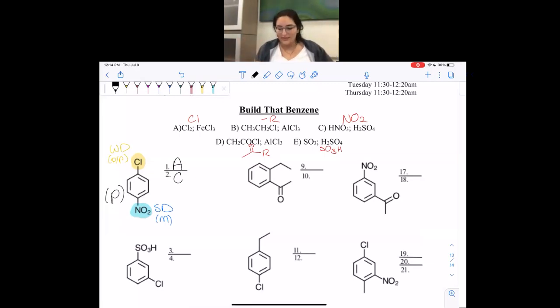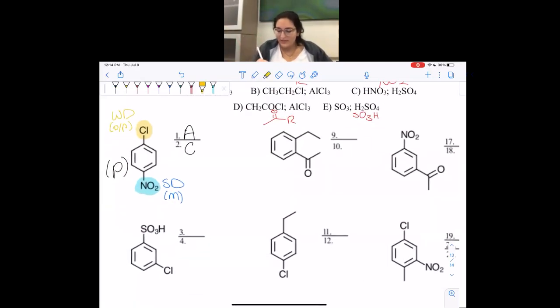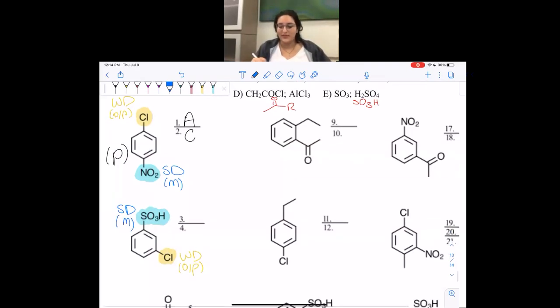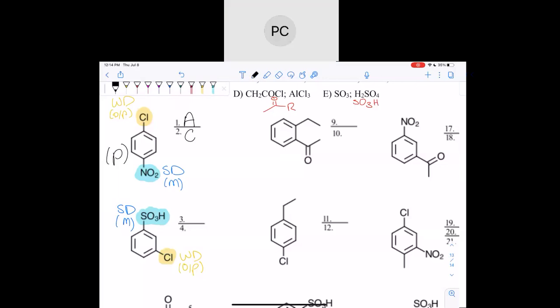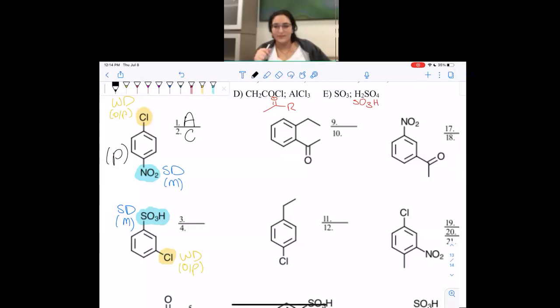We're going to do one more example. So we already said chlorine is weak deactivator ortho-para. SO3H, how would we define that? Strong deactivator. Yes, and where does it direct? I think it was the meta. Sweet. Okay. So what's the relationship between these two groups? They're both deactivators. Yes, but I mean like on the ring. What's their relationship? Yes, they are meta. Cool.